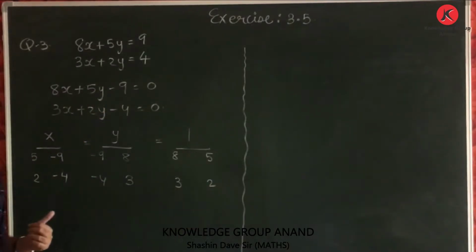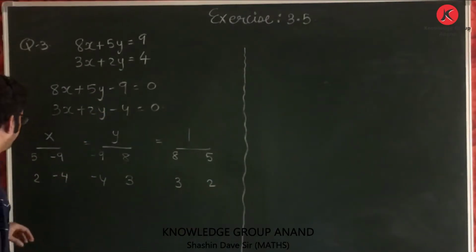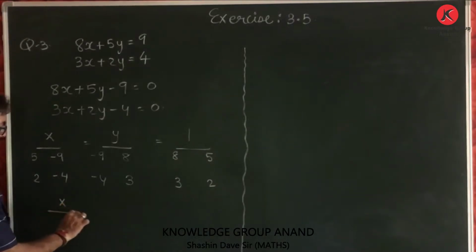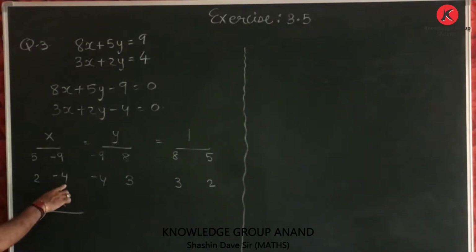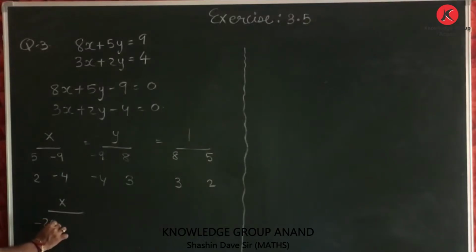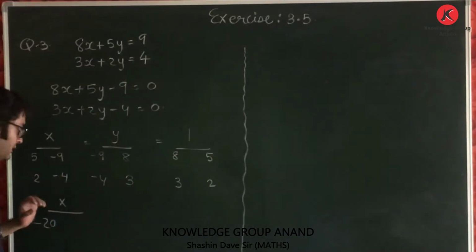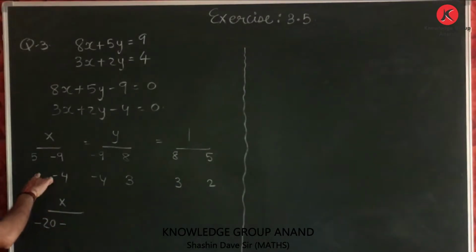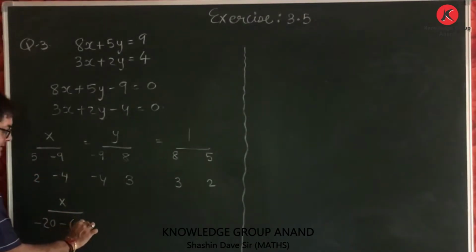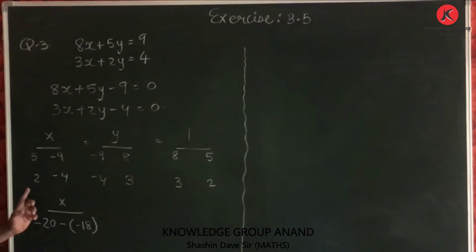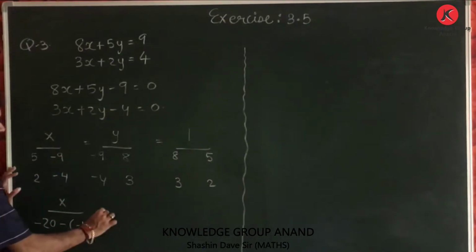Okay. Now cross multiplication starts from the top left corner. So now I have x upon 5 into minus 4 gives minus 20. Now in between the terms, by default we are having minus, so I will write minus, and then 2 into minus 9 gives minus 18. Understand properly. 5 into minus 4 gives minus 20. In between always minus, so I have written minus, and then 2 into minus 9 gives me minus 18.